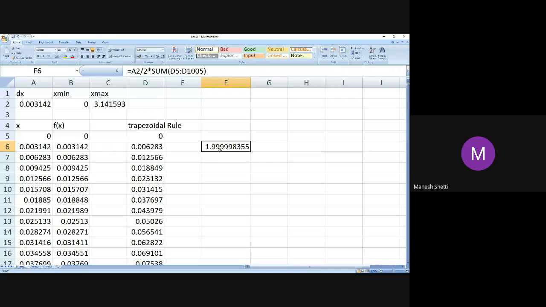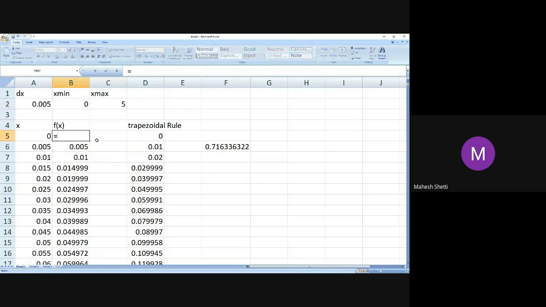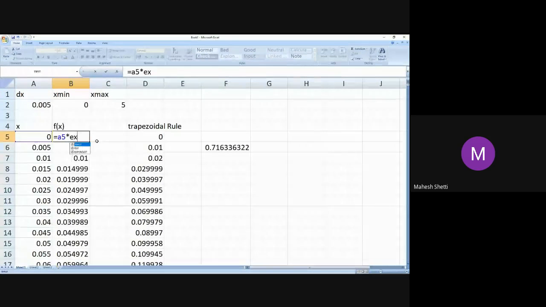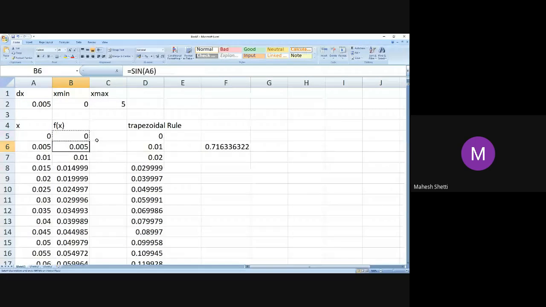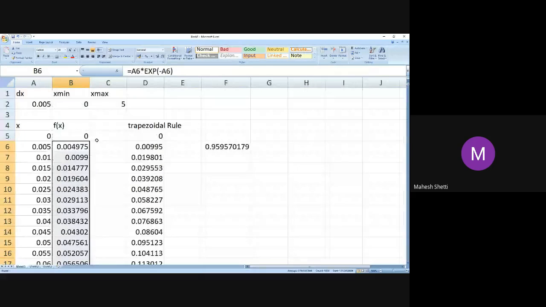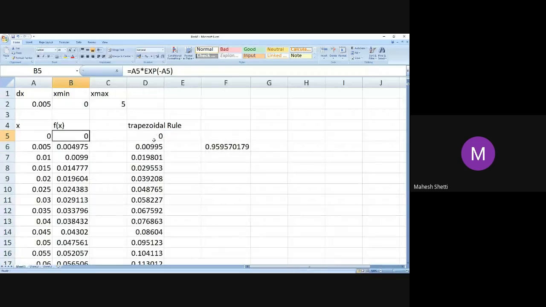So you can then do numerical integrations of various kinds of functions. For example, I may do x e raised to minus x, and I can take the limit from 0 to pi again, say. Let me write this as a phi into exp minus a phi, and apply it, and you get this number.